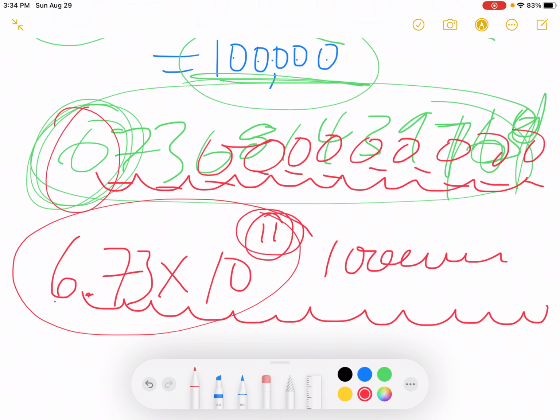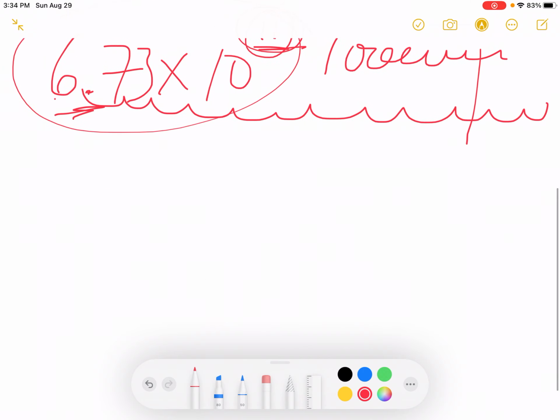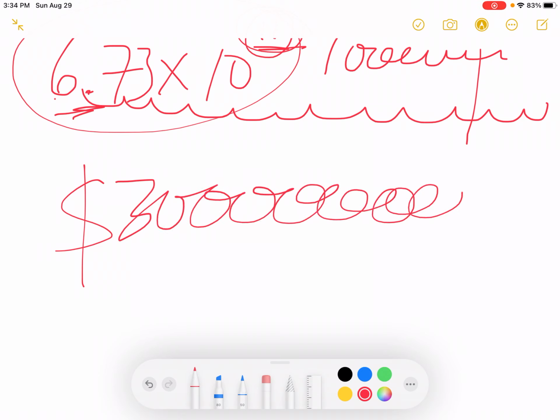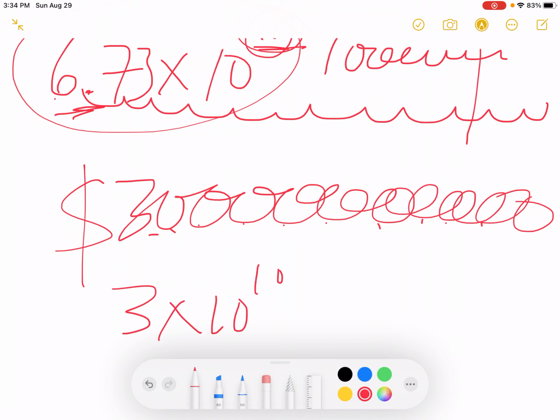So the key is that we know there's a 6 and then maybe a 7 and then 11 digits after it. So if I said to you, I have a bunch of money and I have this much money, ish, and these are all zeros, 1, 2, 3, 4, 5, 6, 7, 8, 9, 10 zeros, what I can do is write this as 3 times 10 to the 10. That's a short way to do that. So that's scientific notation, real quick.